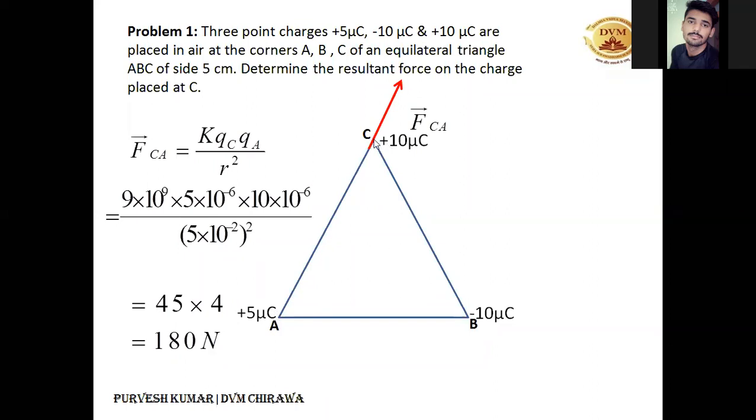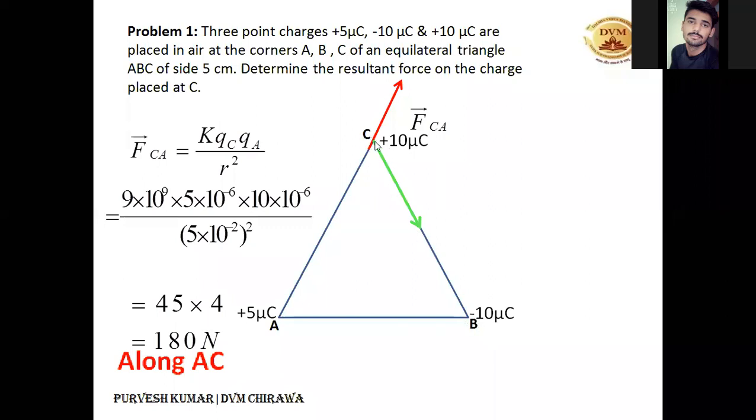This is not the resultant force. It is only because of the charge placed at A. We also need to write the direction. The direction is along AC. That has to be kept in mind, because force is a vector quantity, having a magnitude that is 180 Newton and a direction that is along AC. Now we need to find the force on the charge placed at C due to the charge placed at B. B is a negative charge and this is a positive charge, so B will try to attract this charge.